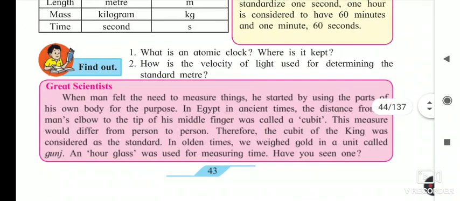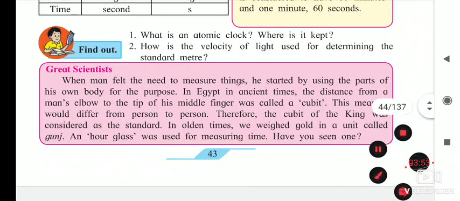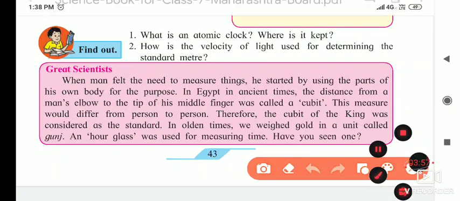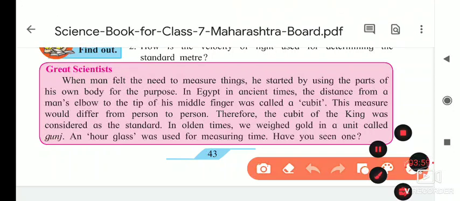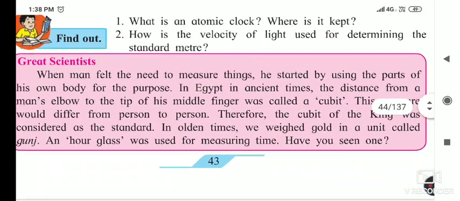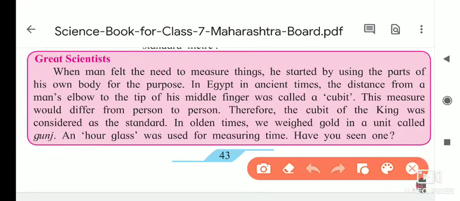Now the information about the great scientist. When man felt the need to measure things, he started by using the parts of his own body. Okay, if he needed to measure a thing, for that purpose he started using his body parts. For example, he used the span, the foot, or his hand for measurement.